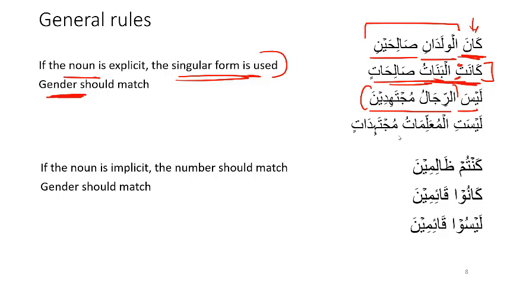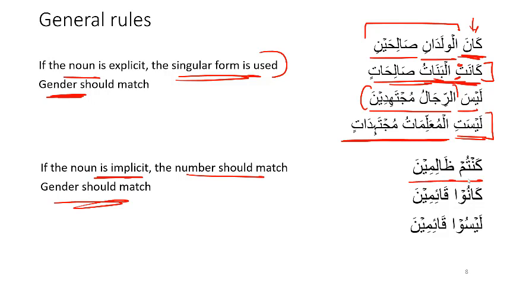Laisatil muallimatu mujtahidatin. The female teachers are not hardworking. And here, since the noun of laisat is explicit, that's why we use the singular form. This is female, and that's why we have the female form. If the noun is implicit, then the number should match, and the gender, as before, should match.